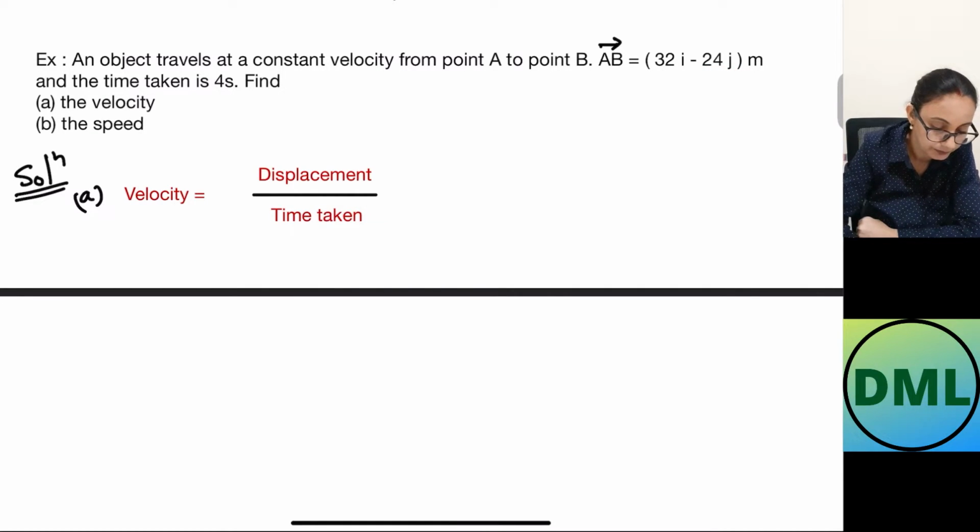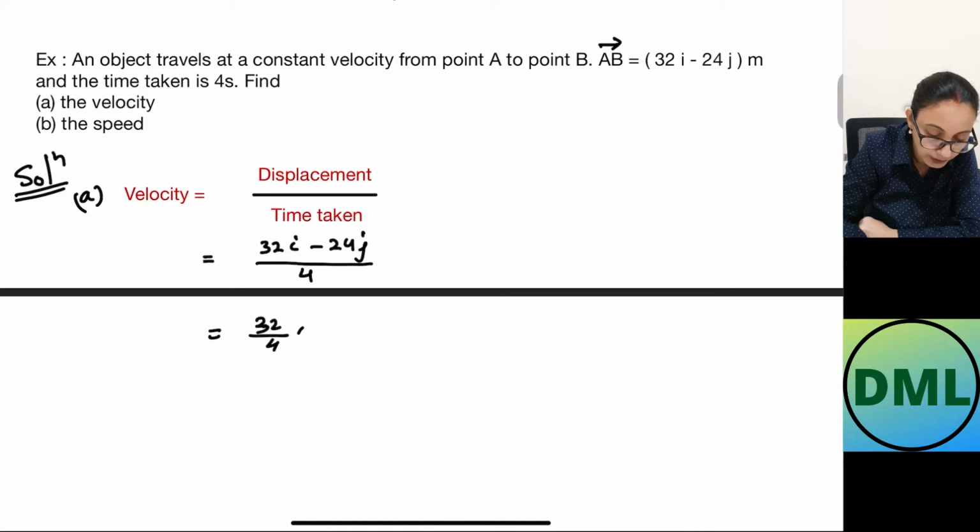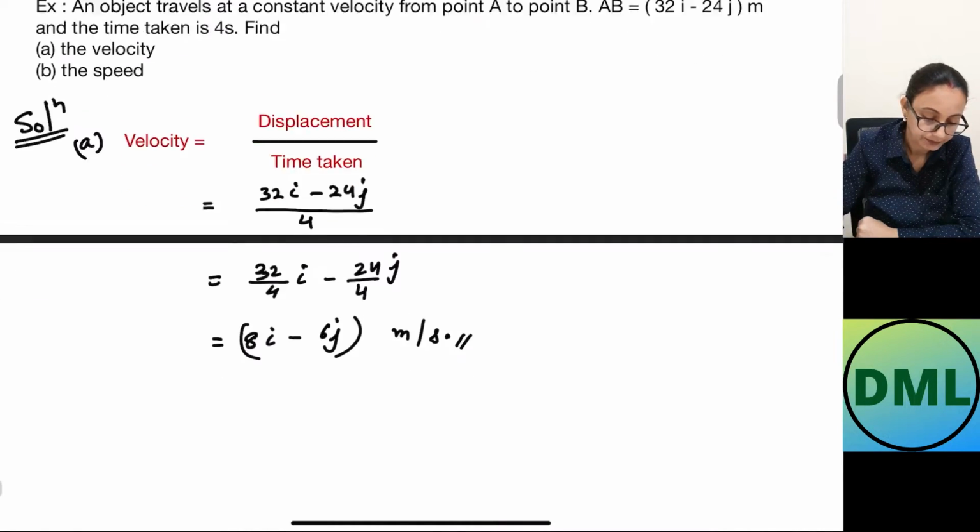Let's substitute the value. So that will be equal to 32 i minus 24 j over time taken. Time taken is 4 seconds. So let's divide it separately. It will be 32 over 4 i minus 24 j over 4. So if I divide it, my answer will be 8 i minus 6 j meter per second. That will be your answer.